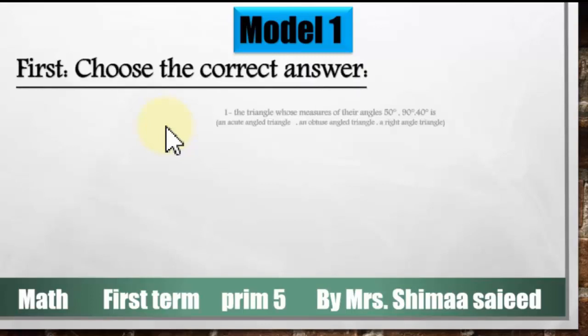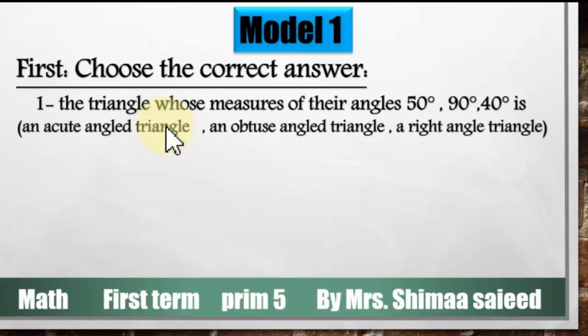First, choose the correct answer. The triangle whose angles measure 50 degrees, 90 degrees, 40 degrees is an acute angle triangle, or an obtuse angle triangle, or a right angle triangle. 50, 90, 40. 90 degrees is a right angle, so this triangle is a right angle triangle.